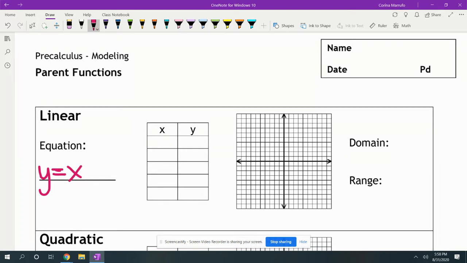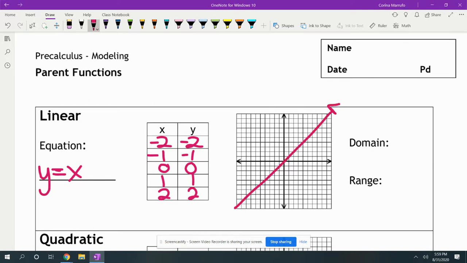If we're to plot some points, I'm going to start with the basic -2, -1, 0, 1, and 2. When you plug in -2 for x, your y value is also -2. When you plug in -1 for x, your y value is also -1. And then so on, 0, 1, and 2. If we graph that, these will be the points, and our graph would look something like this.